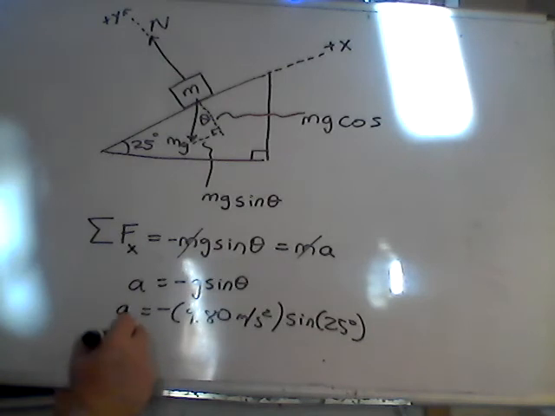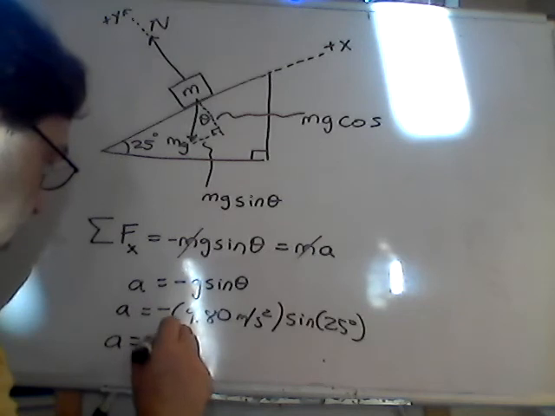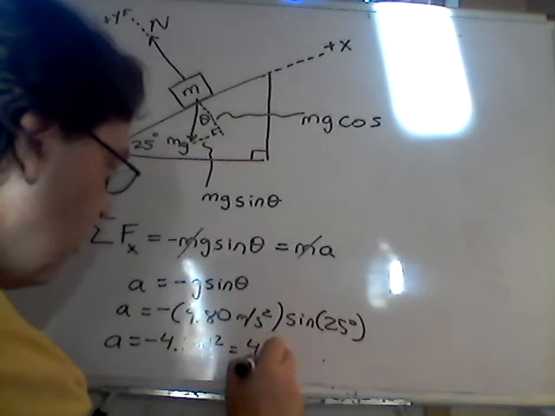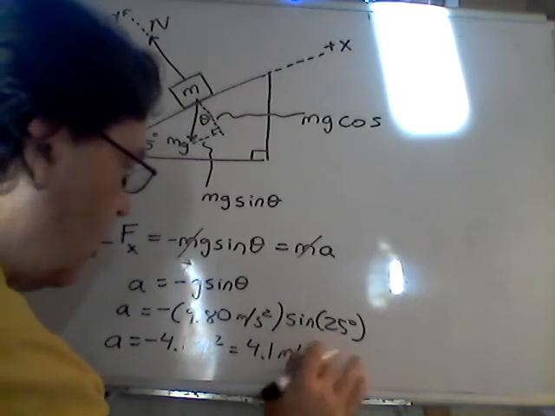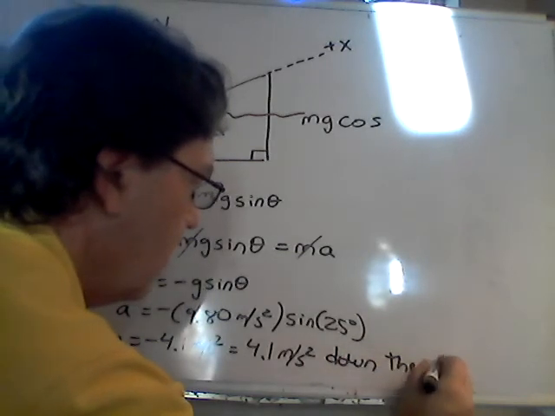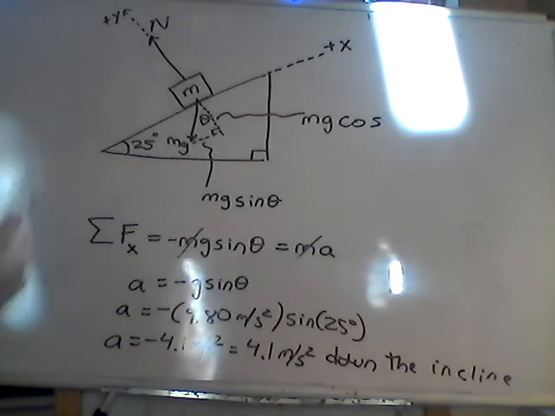And so a, we'll find, is negative 4.1 meters per second squared, or 4.1 meters per second squared down the incline. That's what negative means in this case, down the incline. All right. So that's if I don't include friction at all, I don't even need the second equation. Using this nice new coordinate system, I'm able to do that.